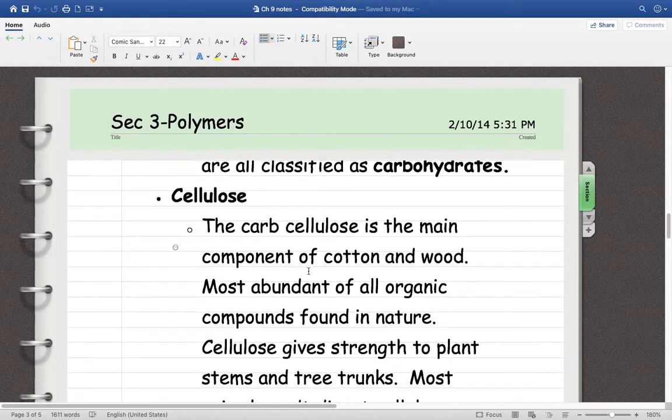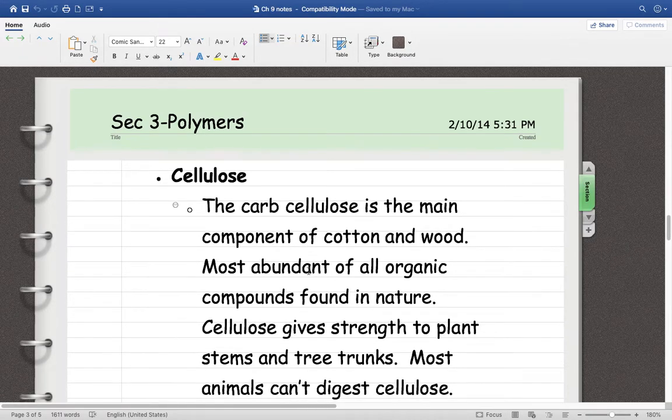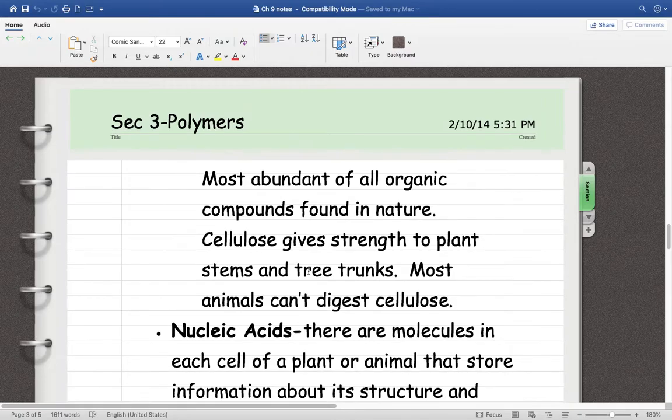All right, the next one is cellulose. The carb cellulose is actually a carbohydrate because it's made up of glucose. But cellulose is the main component in cotton and wood. The most abundant of all organic compounds found in nature is cellulose. And cellulose gives strength to plant stems and tree trunks. Most animals cannot digest cellulose. When we eat celery, we don't digest that very well.